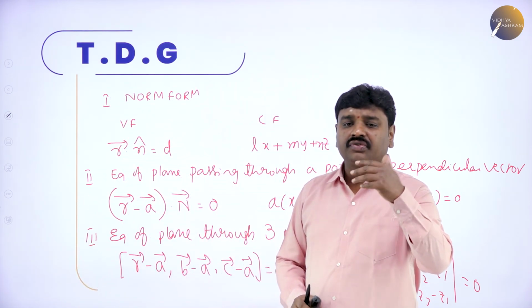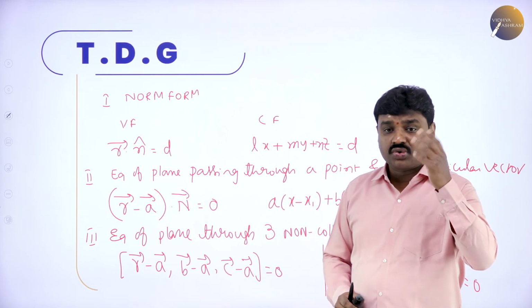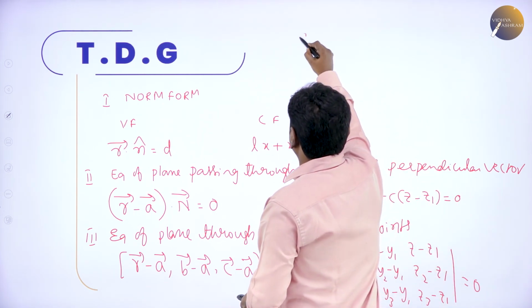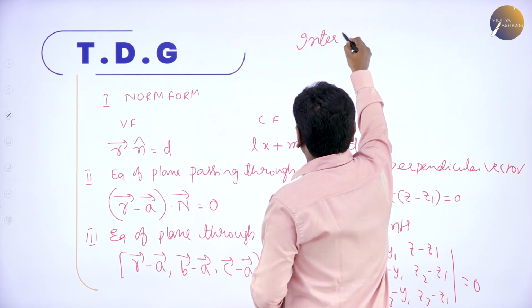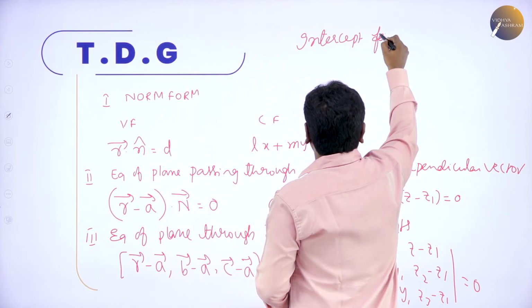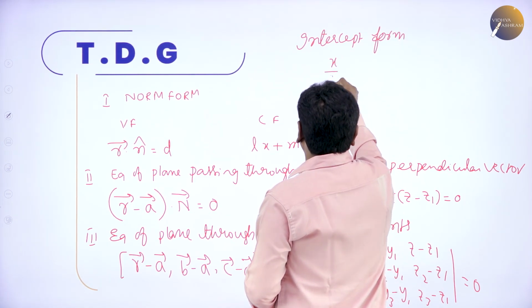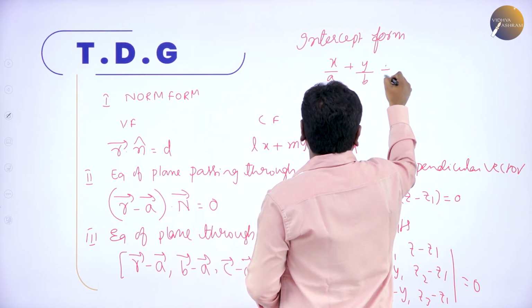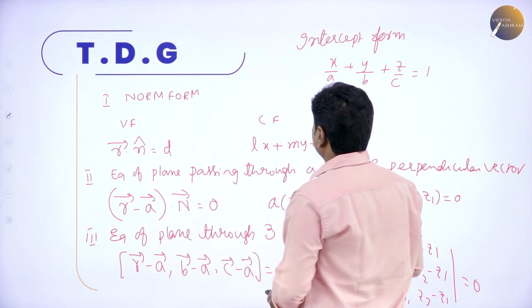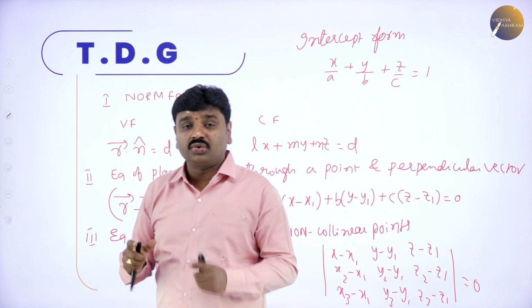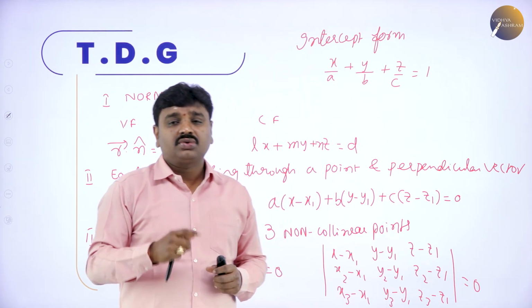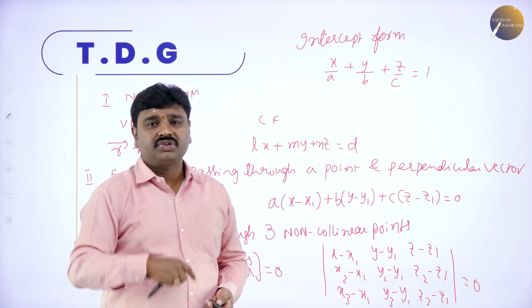See, further we have some more forms of planes, and we also studied intercept form of plane, if you remember. What is the intercept form of plane? Compulsory 1 mark question you can expect from PU board. x by a plus y by b plus z by c equal to 1. This is the intercept form of plane. Then we have equation of plane passing through intersection of two planes. That is one more form which we will discuss.